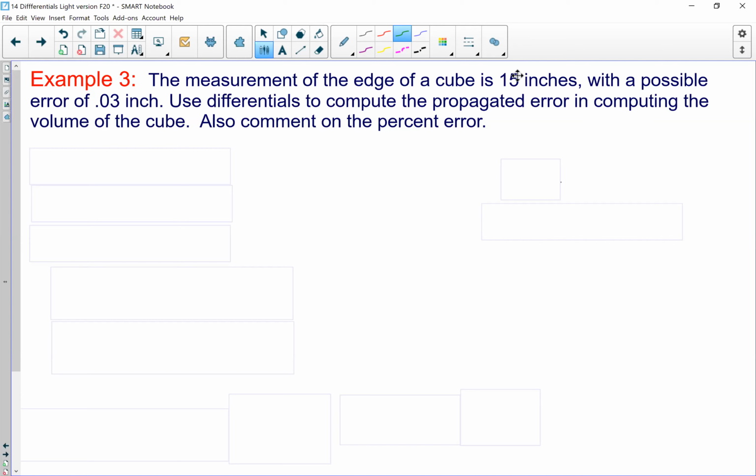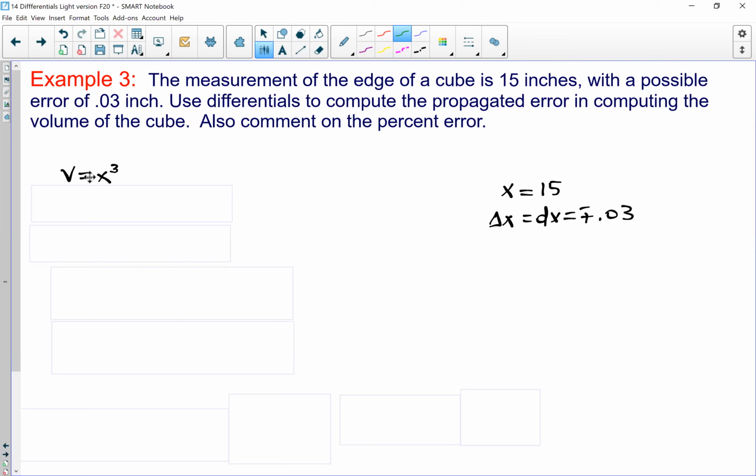So for this question, the volume of a cube, if you assume each side is x, is going to be x to the third power. And we're given that each side, x, is 15, and it's going to change by 0.03. So dx is 0.03, and because we don't know if it's plus or minus, we're going to put both, plus or minus 0.03. It didn't say increase or decrease, it just said error. So we're going to consider both possibilities.